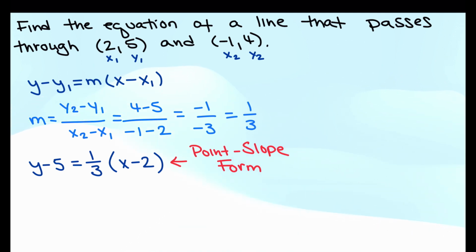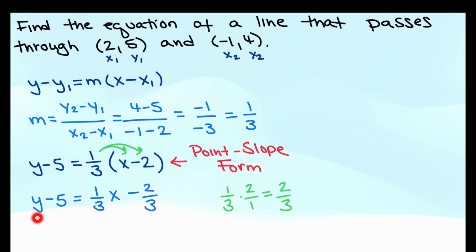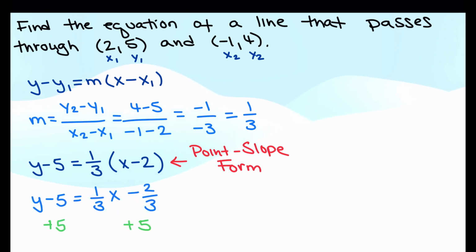Let's actually simplify this and put it in slope-intercept form. So I'm going to take the 1/3 and distribute it to the x minus 2. So now I have y minus 5 equals 1/3 x, and then 1/3 times 2 over 1 is 2/3. So y minus 5 equals 1/3 x plus 2/3. Then to get y by itself, I'm going to add 5 to both sides.